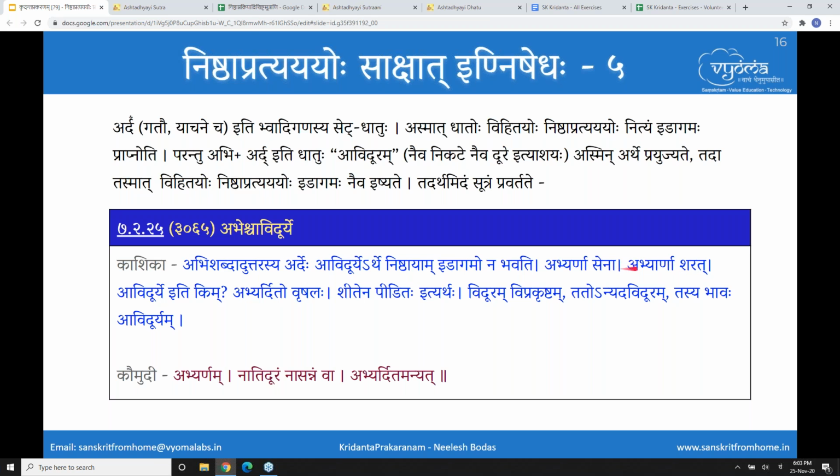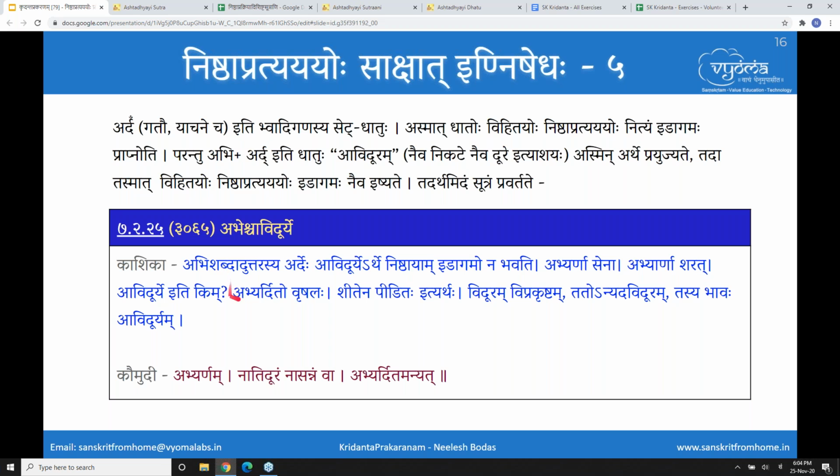So abhyarana sena, abhyarana sharata, abhishabdaduttarasya ardehe avidurye arthe. Avidura is neither too far nor too close. Ityasmin arthe nisthayam idagamaha na bhavati. Abhyarana sena, abhyarana sharata, avidurye iti kim. Again, anekartha dhatunam anekarthaha santi. So in different meanings this particular verb can be used, but you do not get this sutram, so idagama will happen.